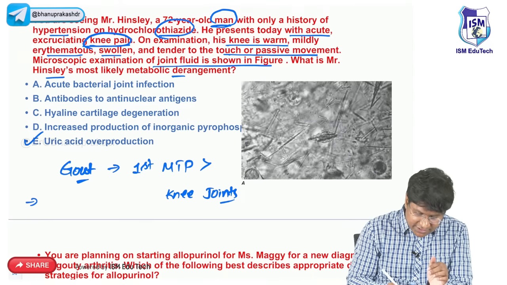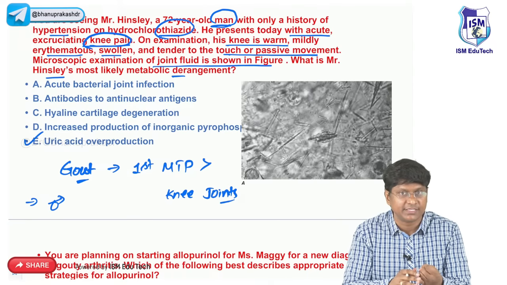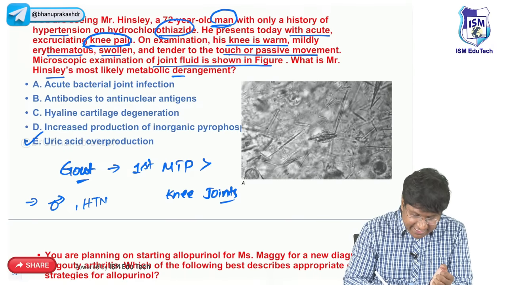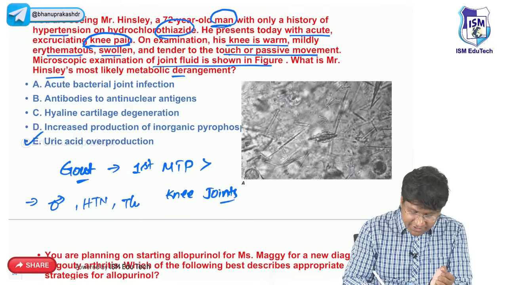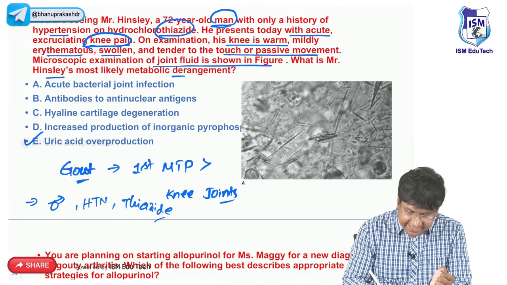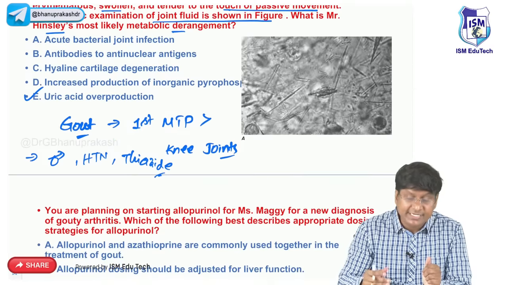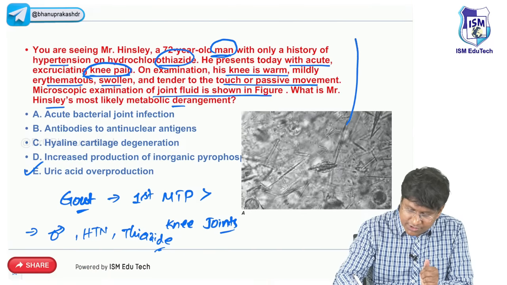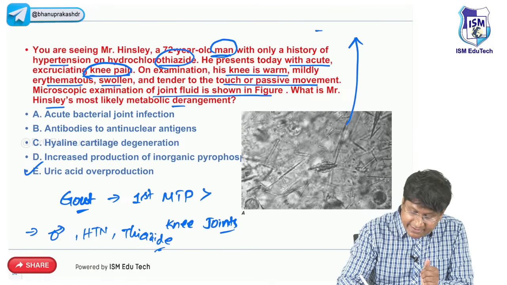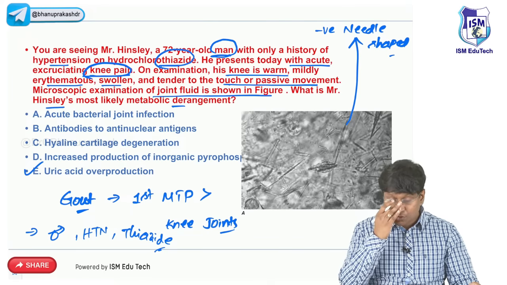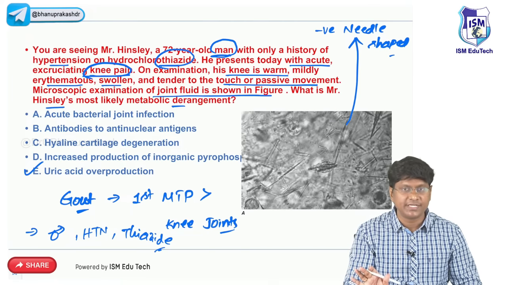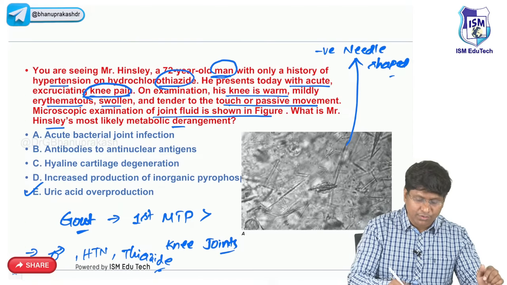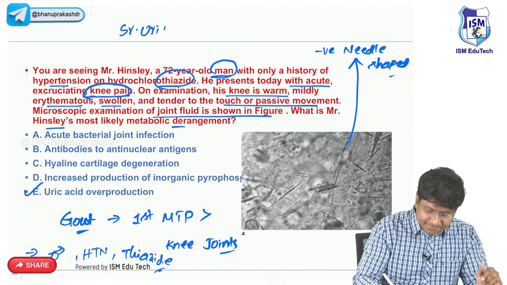And what are the risk factors in this patient to consider it as gout or gouty arthritis? The first important risk factor is that he is a male. The second important risk factor is that the patient has hypertension. And the third important risk factor is that the patient is taking thiazides. These thiazides increase uric acid levels. And how do you tell it is gout? In the synovial fluid analysis, you are seeing negatively birefringent needle-shaped crystals, which is suggestive of gout or gouty arthritis. And please remember, in gout or gouty arthritis, the serum uric acid, right?